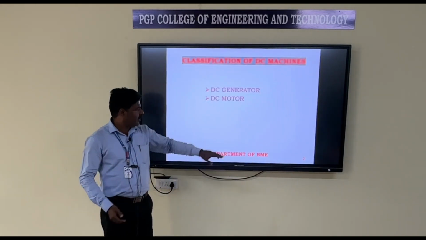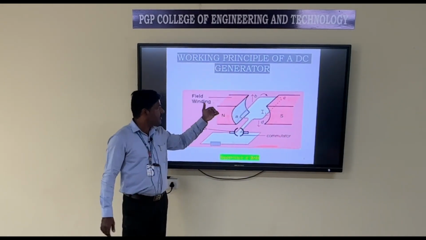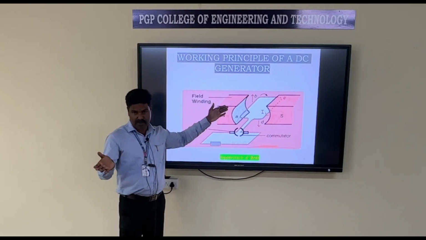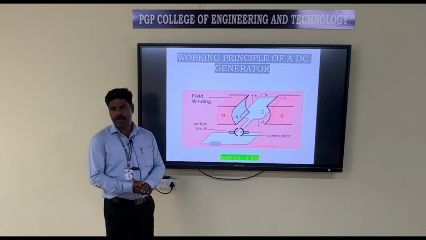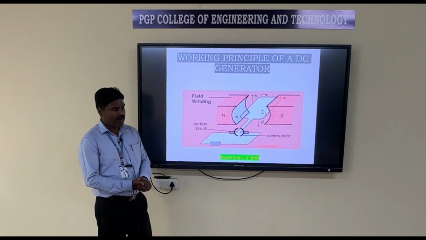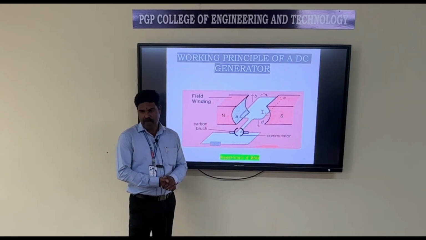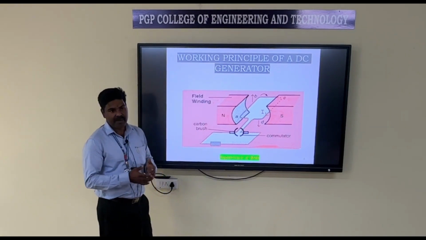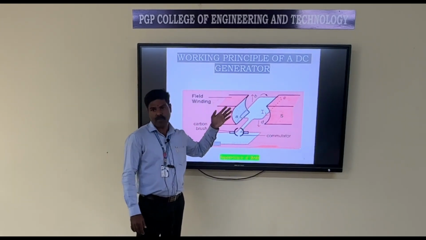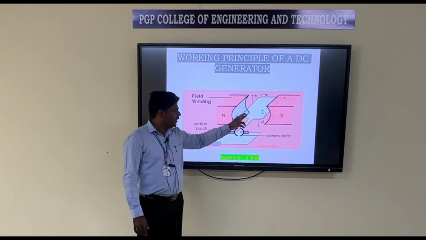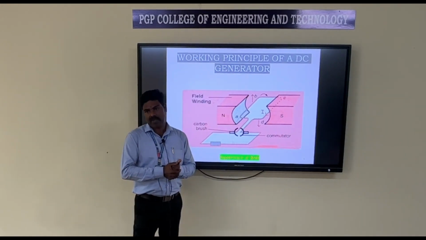Similarly, in the DC motor, the same circuit diagram. In a DC generator, whenever a conductor cuts magnetic flux, an induced EMF is produced. In a DC motor, when a current carrying conductor is placed in a magnetic field, it will experience a mechanical force given by the formula F equal to B into I into L. B is the magnetic flux density, I is the current flowing through the conductor, and L is the length of the conductor. That is the working principle used in the DC motor. Here the input energy is electrical energy, which is converted to mechanical energy.